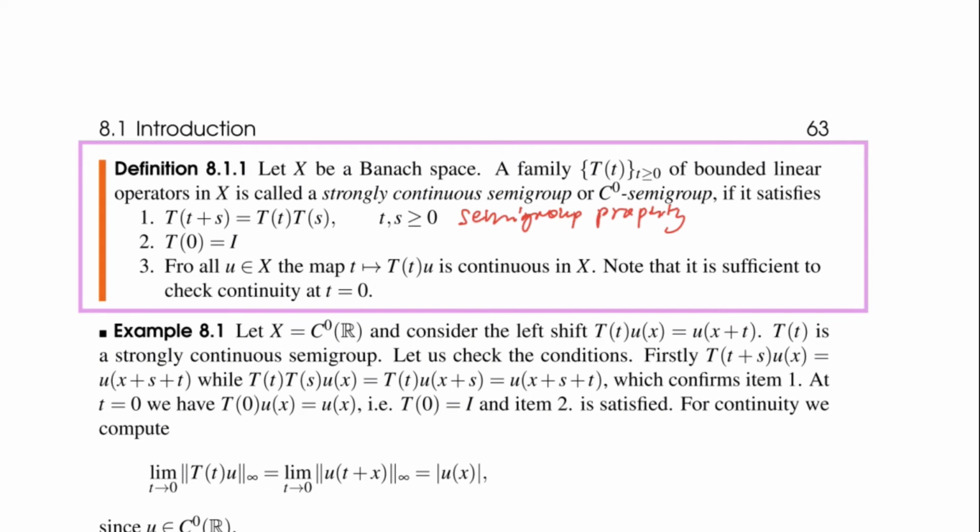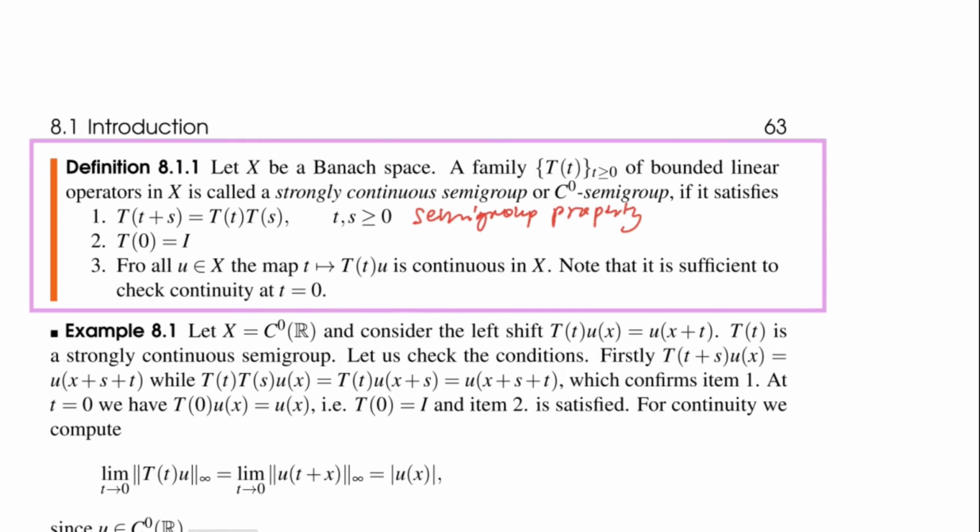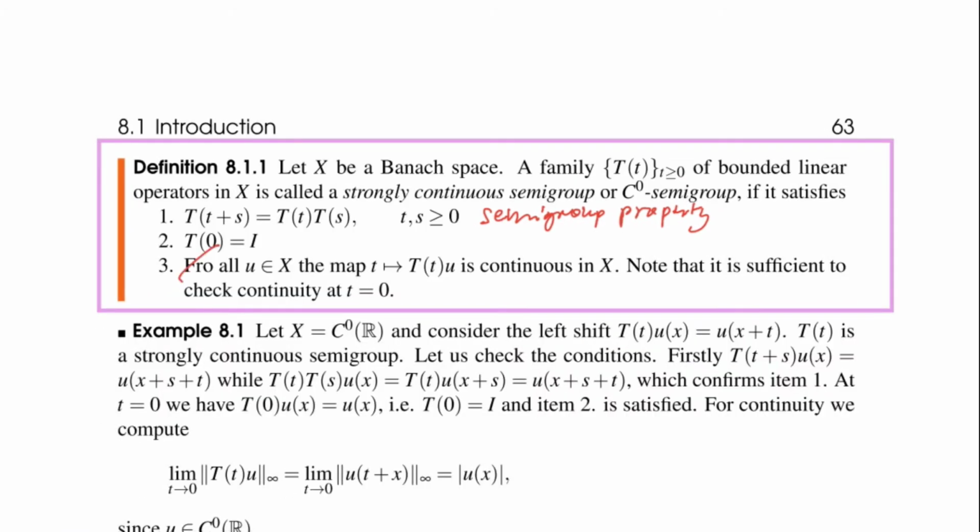And for all u, the map t maps to T(t)u is continuous in X. And we will then later see that it's actually sufficient to check continuity at t equal to 0 because of the semigroup property. If you look at continuity at any other t1, you can always use this identity, T(t1 plus 0) and so on, and then you check continuity at t equal to 0.